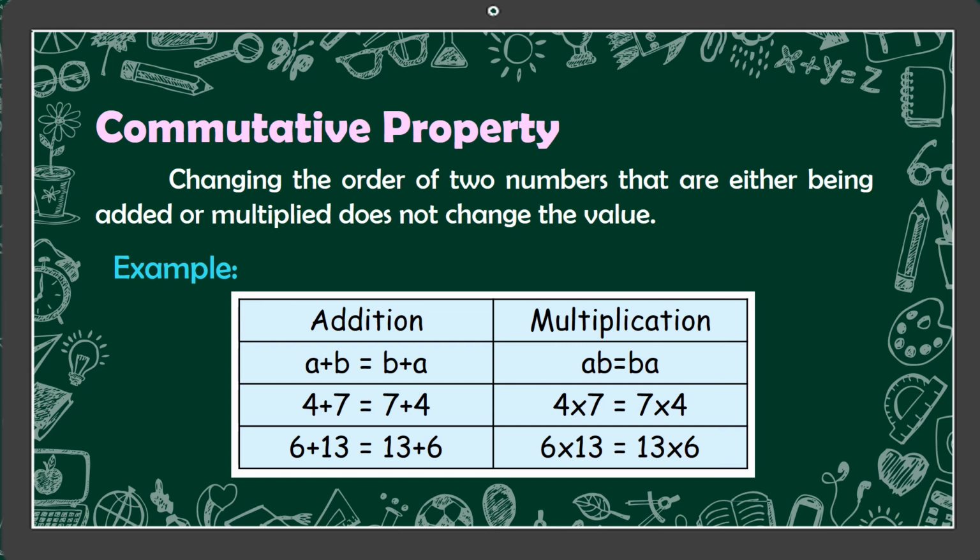Another, 4 plus 7 is equal to 7 plus 4. If we add 4 plus 7, that is 11, and 7 plus 4 is also 11. Another example, 6 plus 13 is equal to 13 plus 6. In multiplication, we can have a times b is equal to b times a. And 4 times 7 is also equal to 7 times 4. And last example, 6 times 13 is equal to 13 times 6.